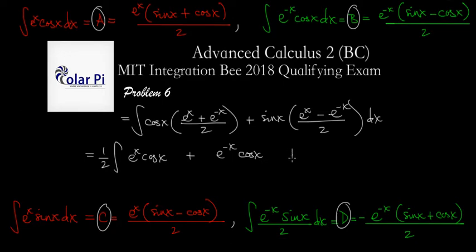And then plus, next we distribute the sine x to here and here, and so we'll have e to the x times sine x, and this is about integral C, and then finally we'll have minus, because of this minus sign, e to the negative x times sine x, which is about integral D. And of course, all of this is multiplied by dx.